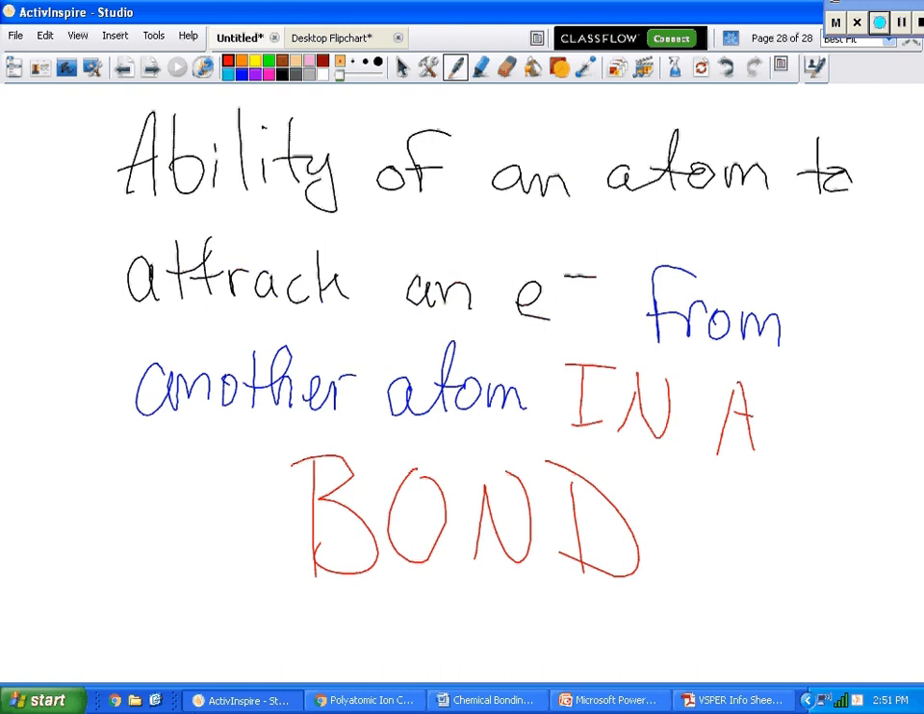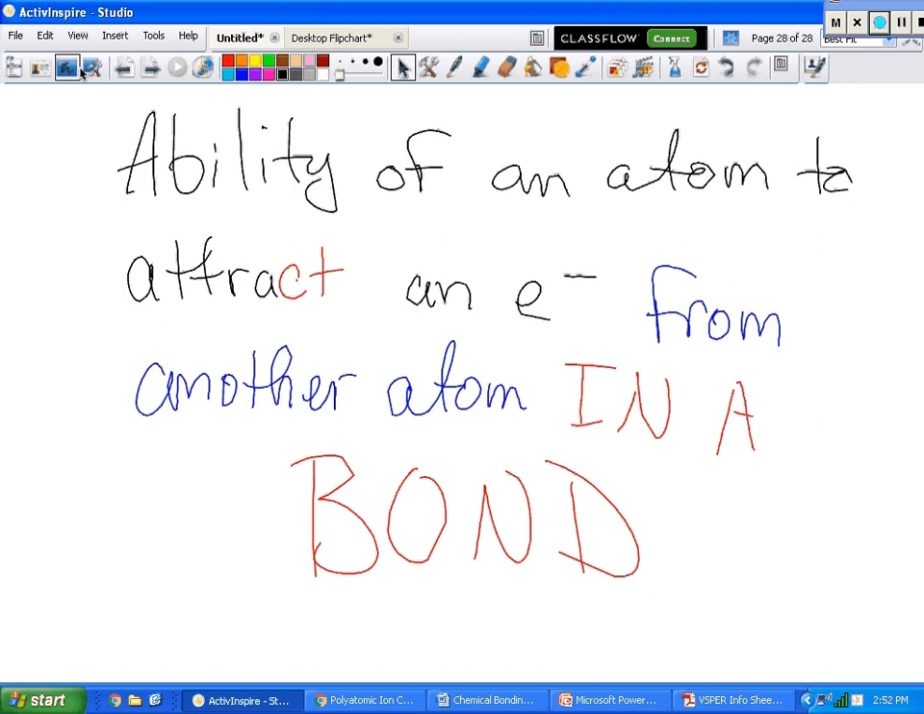And so that's what electronegativity is a measure of: the ability of an atom to attract. And I always misspell attract. I have a problem. Attract an electron from another atom in a bond.